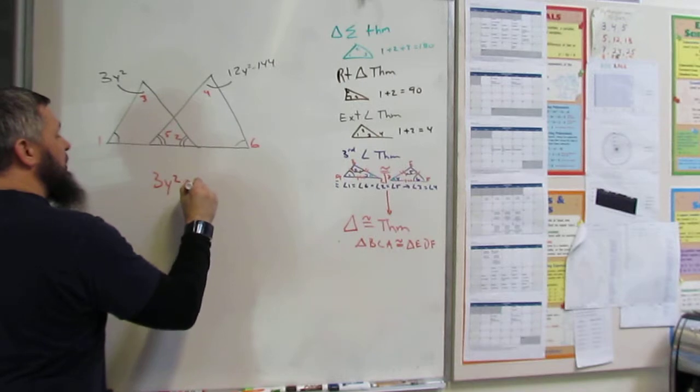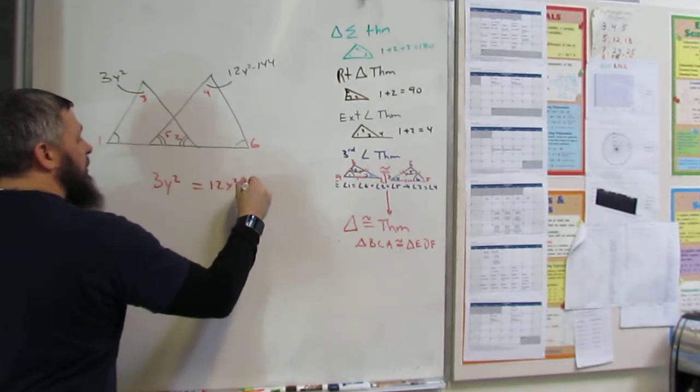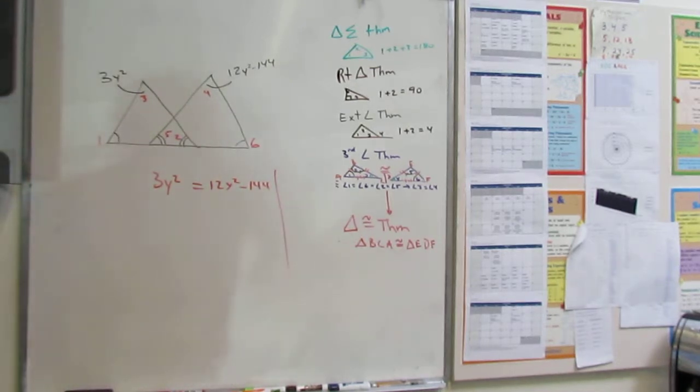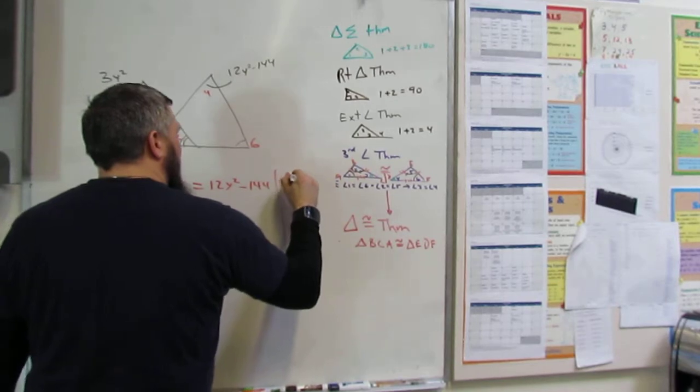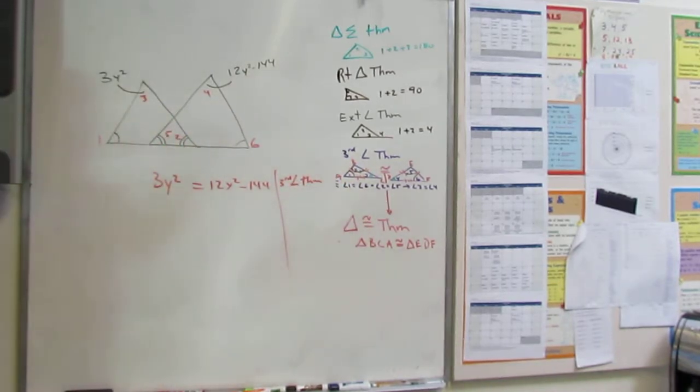3y squared and 12y squared minus 144. Because of the third angle theorem. Perfect. Awesome.